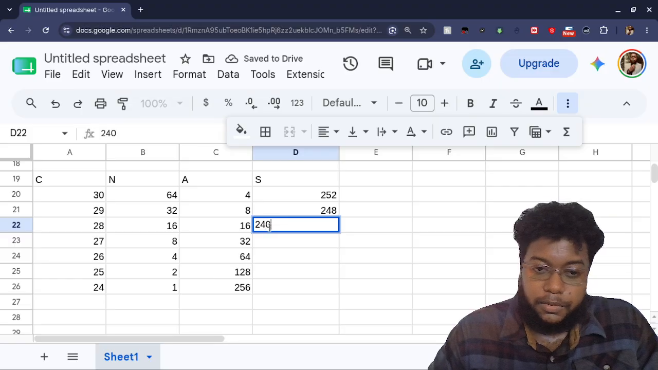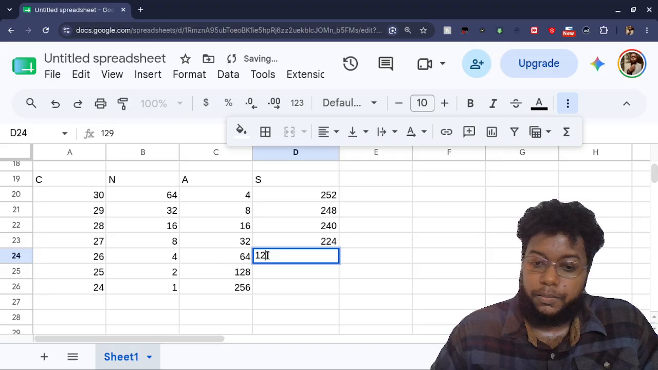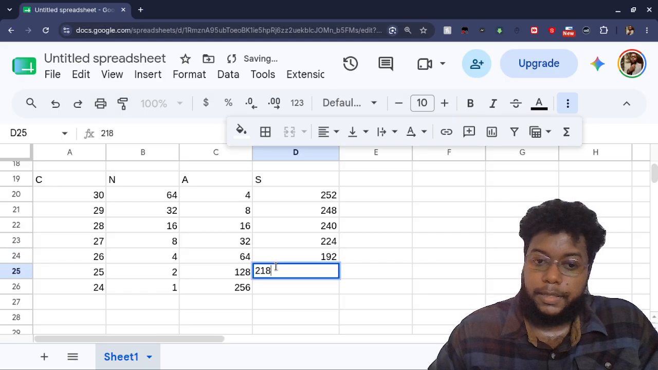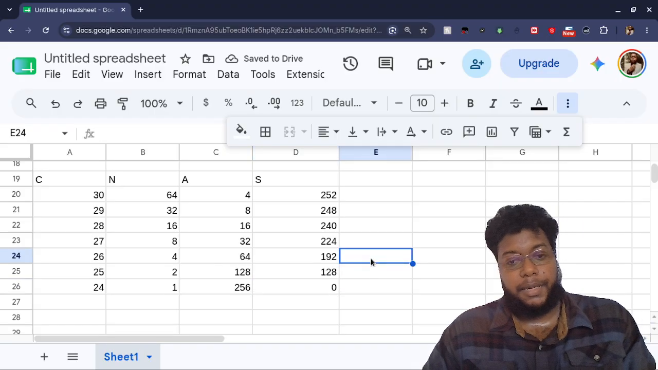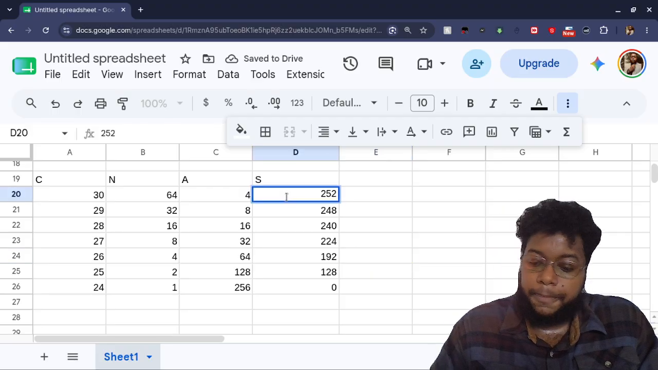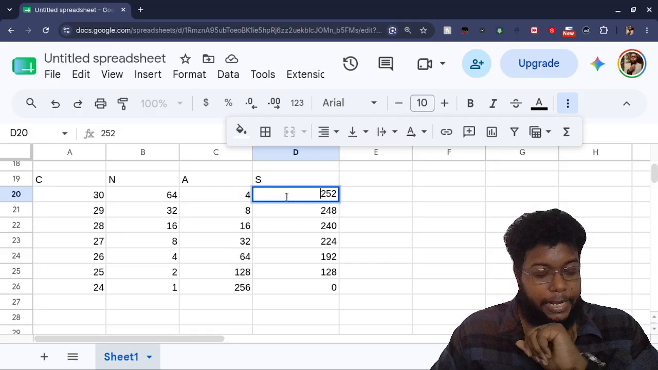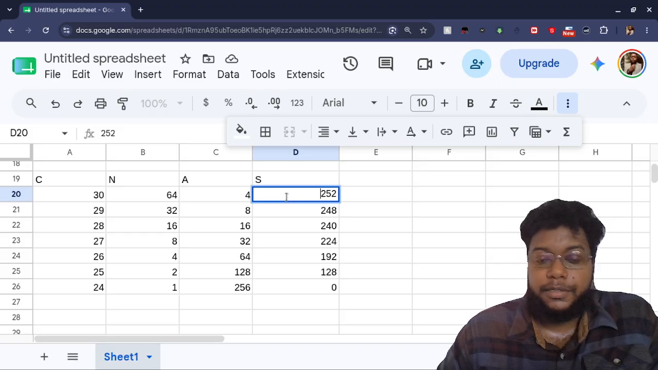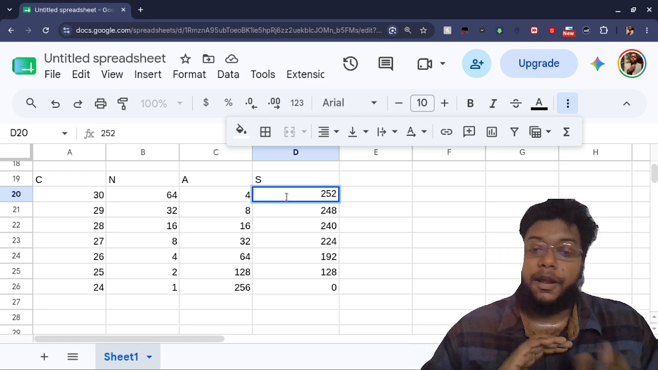248, 240, 224, 192, pardon me, 192, 128, and then 0. All right, now let's fill in some information here. When it comes to the subnet masks, there is some hidden information. This is the last octet that we're actually looking at. So the next piece of information we need to fill this table out is to understand there are 3 more octets before this one, and they're all filled out.